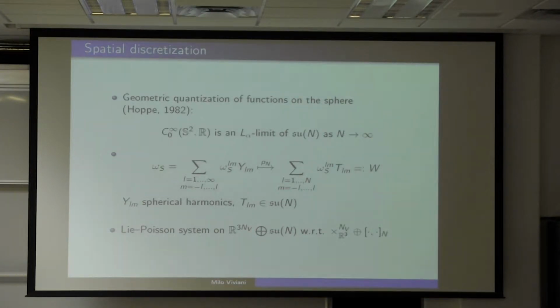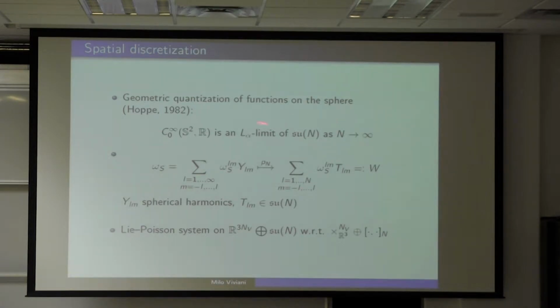Okay, so discretization. The geometric point of view of discretizing the Euler equation was first studied by Hoppe in 1982 in his PhD thesis, and he showed that C infinity functions are an L alpha limit of SU(N) as N goes to infinity. This is a special result of a much larger theory of geometric quantization and the theory of deformation of Poisson brackets. So in a precise sense, we can say that this finite-dimensional Lie algebra approximates this infinite-dimensional Lie algebra. It's enough to say for today that if we specify a special basis of this algebra, and a special basis of this algebra, the structure constants converge pointwise.